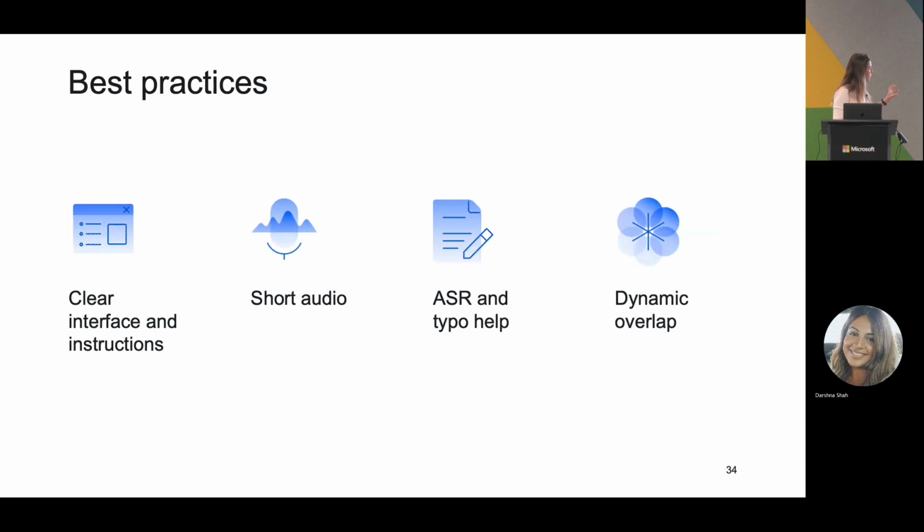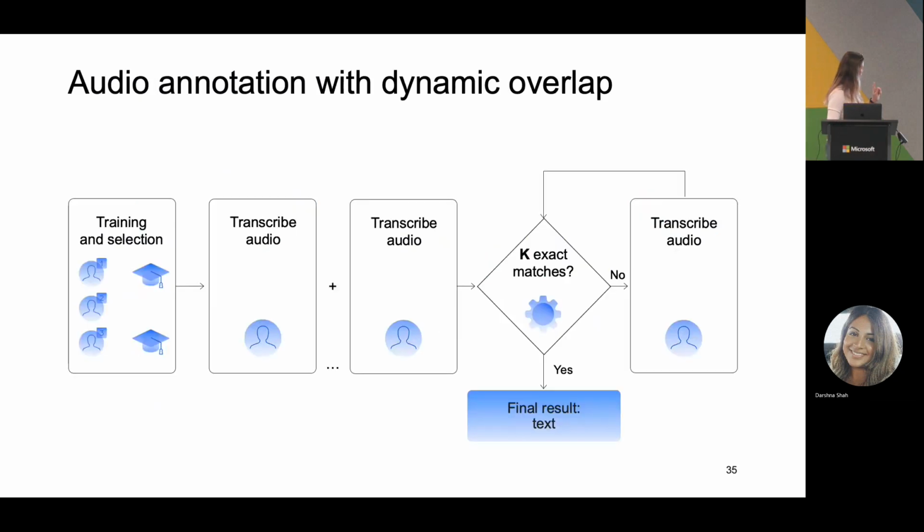And then another thing is to use dynamic overlap. So as I said, how do you know that your person is doing it right? Maybe if more people do it at the same time and they do it in the same way, this is when they do it correctly. And I'm going to show it a bit more on the next slide.